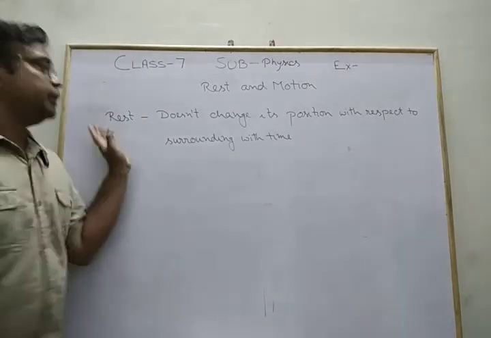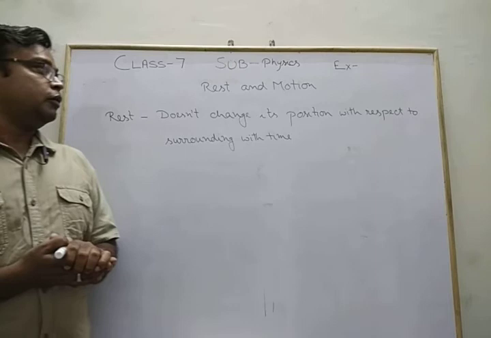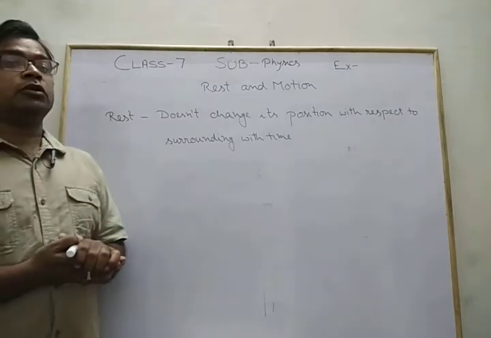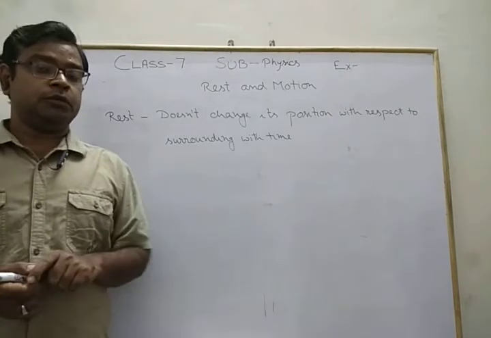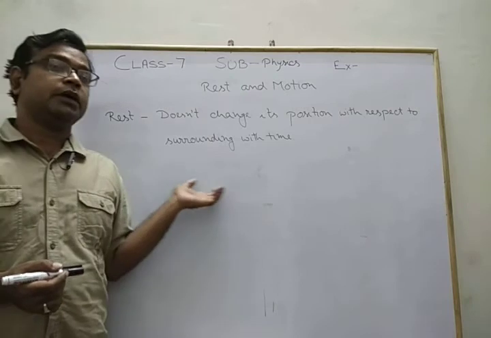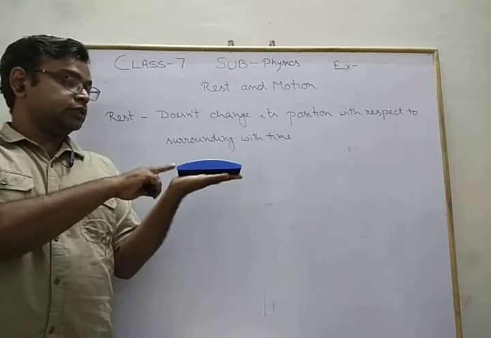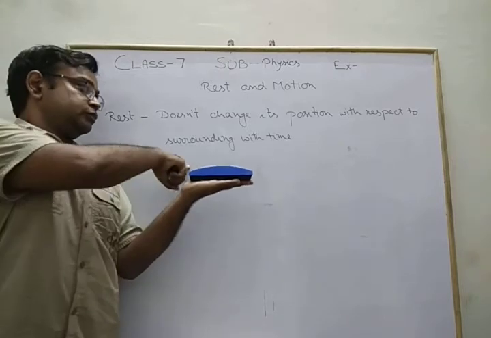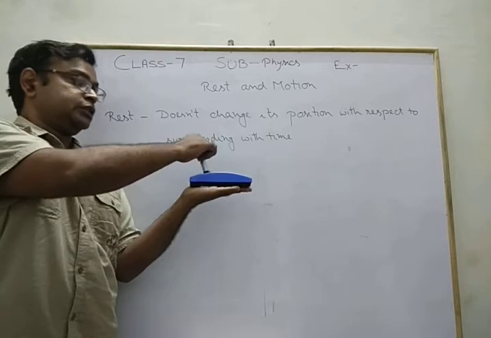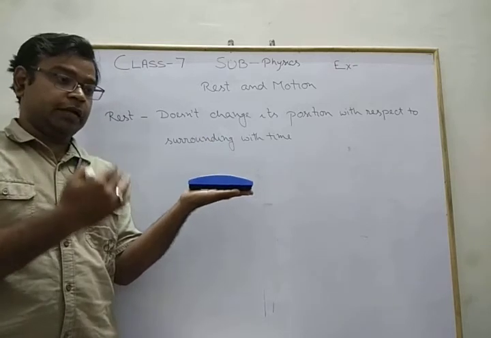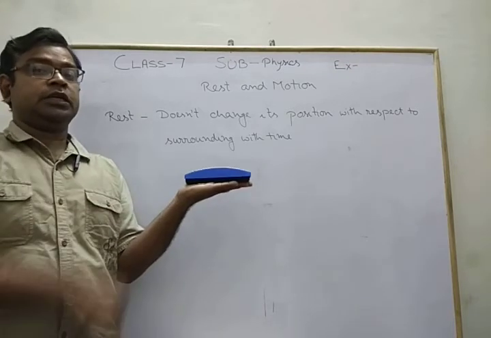So, as I am writing over there, what is rest? Rest is a condition of an object if that object does not change its position with respect to its surrounding, its neighborhood points or objects, with passing of time. Suppose I am keeping this duster over here, and with the help of surrounding, that is your board, it never changes its place. It always maintains the distance from that surrounding, and as time passes by, it remains at the same place. This condition is known as your rest.